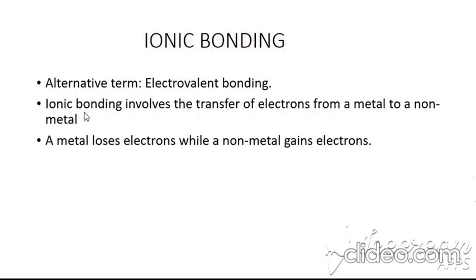Ionic bonding involves the transfer of electrons from a metal to a non-metal. Note that a metal loses electrons, while a non-metal gains electrons.